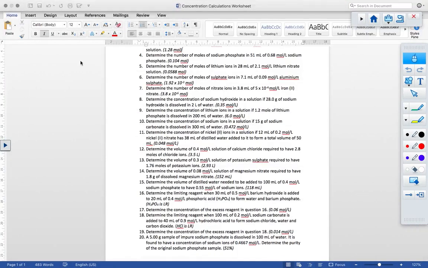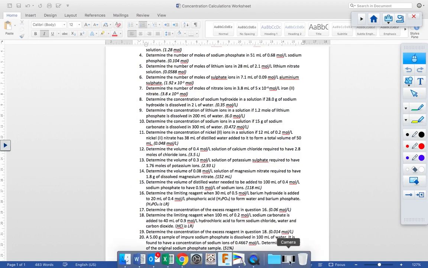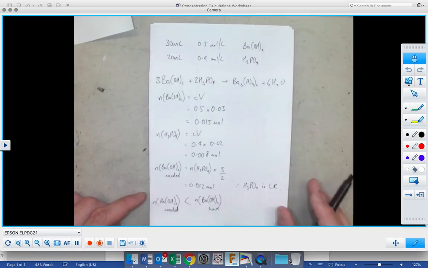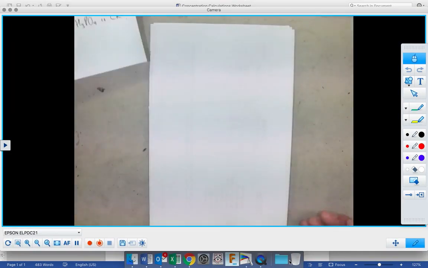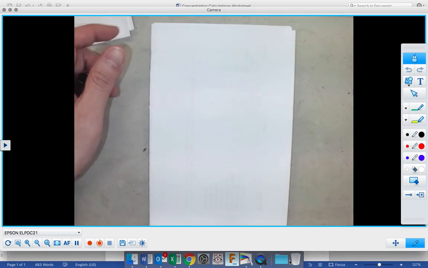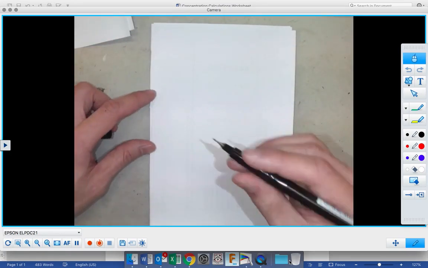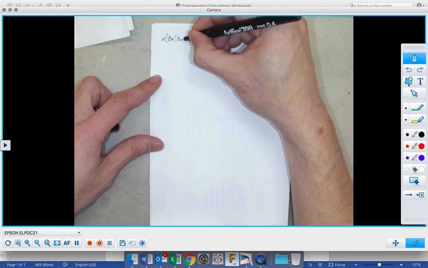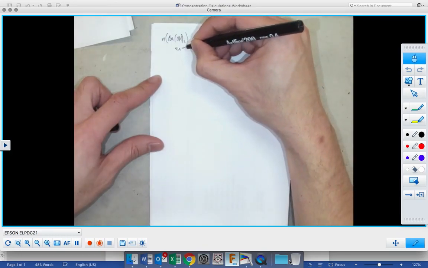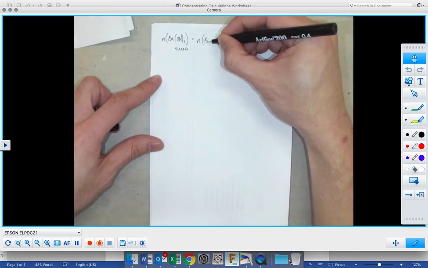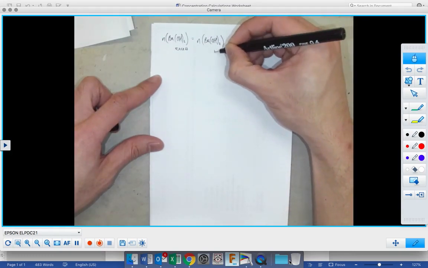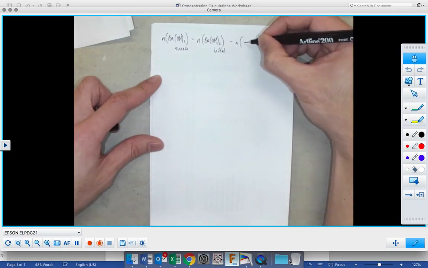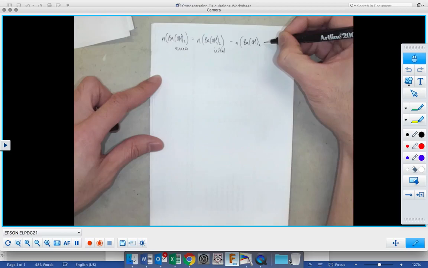The next question is related. Determine the concentration of the excess reagent in question 16. All right? So the excess reagent. What's the excess reagent? It's the barium hydroxide, because we have more than we need. So let's work out how much we have more than we need, and let's work out the concentration of the excess. So to work out the excess, you need to recognize that the amount that is excess is equal to the number of moles that you start with, initial, subtract the number of moles of barium hydroxide used.